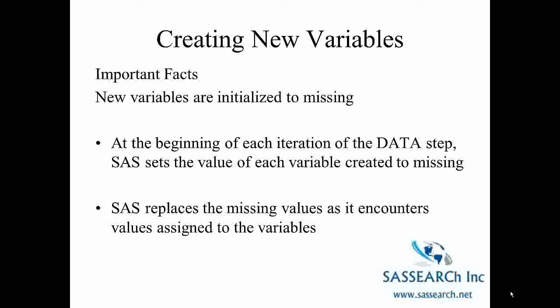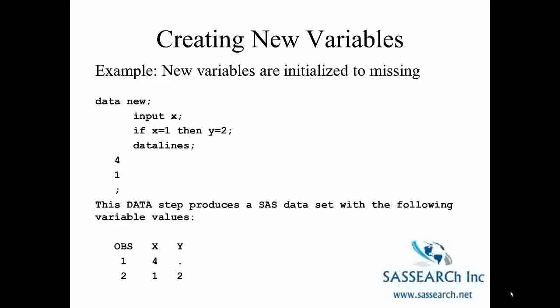There are some important facts when we're creating new variables. New variables are initialized to missing. So at the beginning of each iteration of the data step, SAS sets the value of each variable created to missing. And SAS replaces the missing values as it encounters values assigned to the variables. So let's take an example to illustrate what I'm talking about. Here, again, I'm wanting to highlight that new variables are initialized to missing.